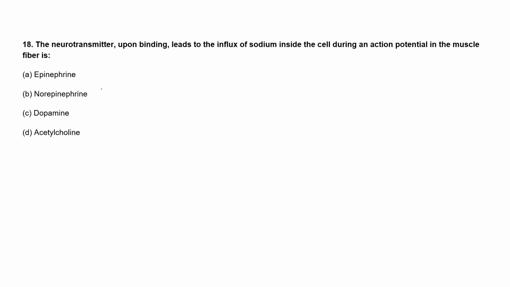So that's all. Moving to the next question: the neurotransmitter which upon binding leads to the influx of sodium inside the cells during an action potential in the muscle fiber is. Option A is epinephrine. Option B is norepinephrine. Option C is dopamine. And option D is acetylcholine. Which neurotransmitter, when it binds, leads to the influx of sodium ions inside the cells, and then an action potential is generated in the muscle fibers? So here you have to tell the name of the neurotransmitter.